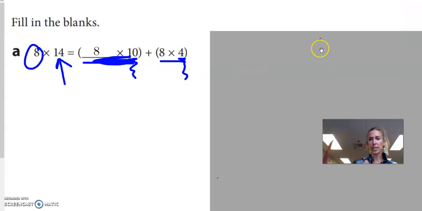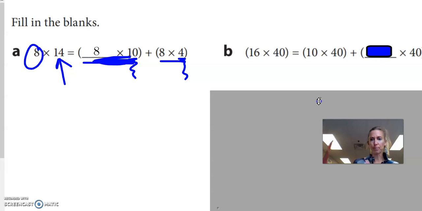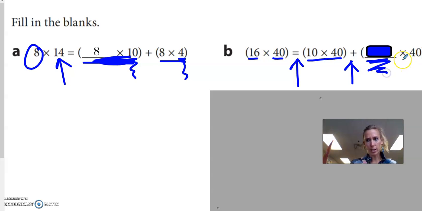Okay, let's try one more over here. What is this one going to be? So on the whiteboard, erase, start over. And now we have something that looks like 16 times 40. And they're saying that is the same thing as saying 10 times 40. So you're looking over here like, okay, where would they get that? Plus, what else times 40? Write your thought in 5.